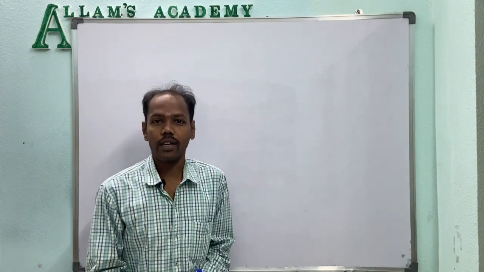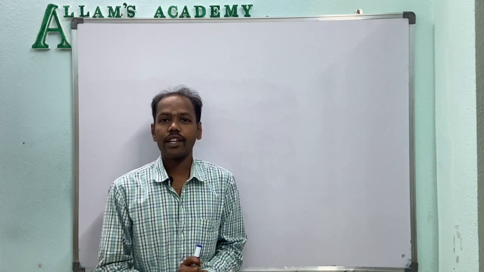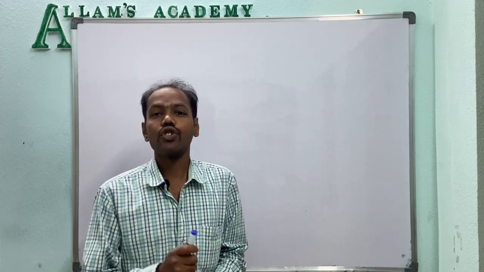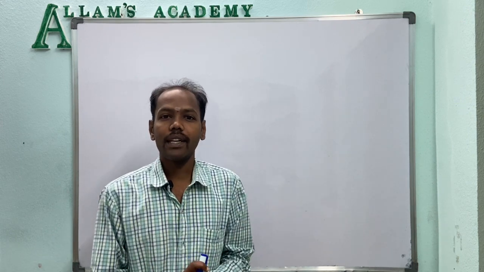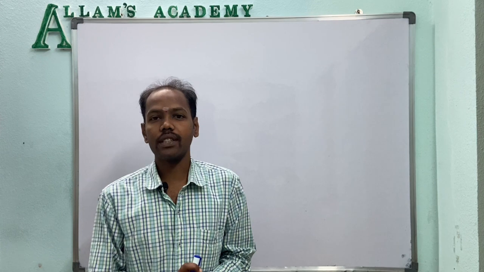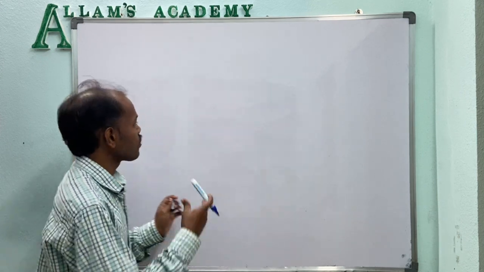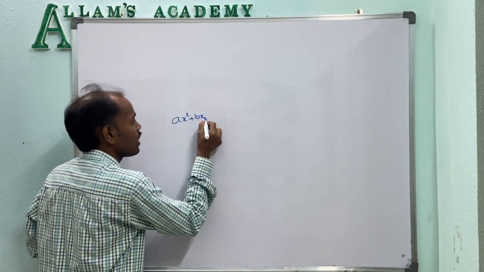Good morning to all. In our previous class, we studied the zeros of a quadratic equation through the factorization method. Now we will see how to find the zeros of a quadratic equation by the completing the square method. The general form of a quadratic equation is x square plus bx plus c equal to 0.